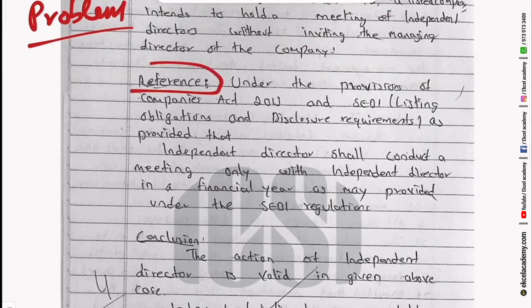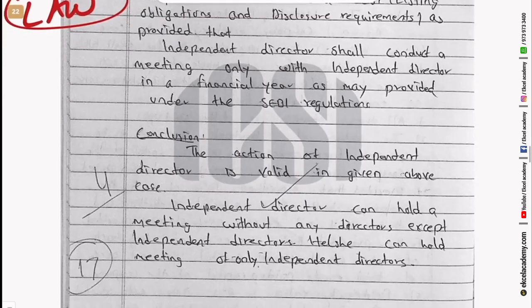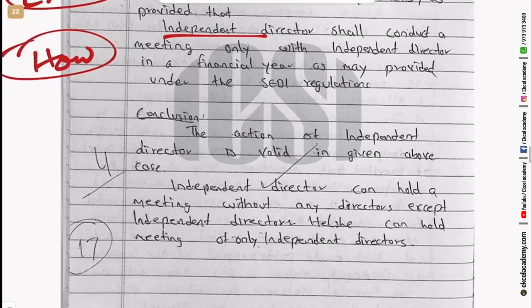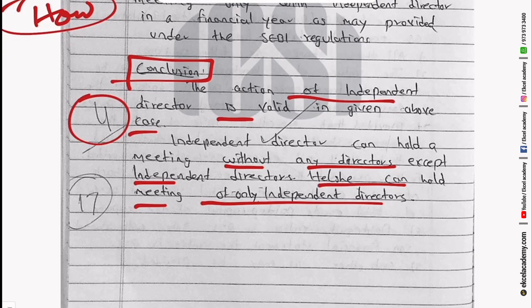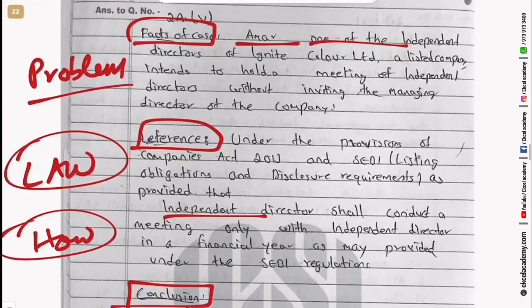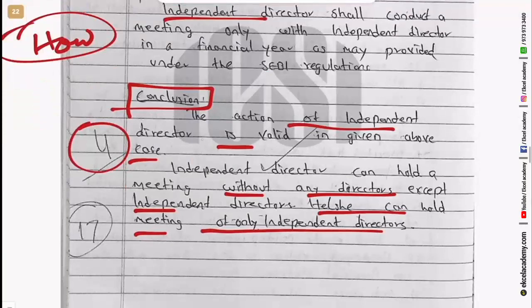Then, what is the applicable law? You have written the law. Correct? How you will conduct the meeting, that also you have written. Then the conclusion: the action of the independent director is valid given the above case. Independent directors can hold a meeting without any directors except independent directors, if he or she holds a meeting only of independent directors. So it is possible. So he has got 4 marks.